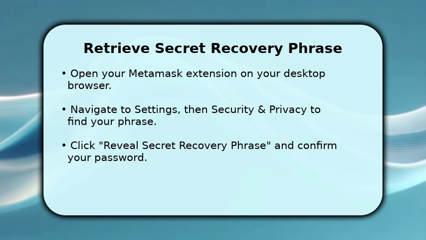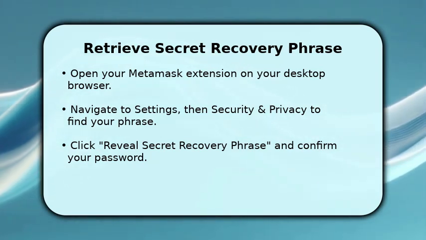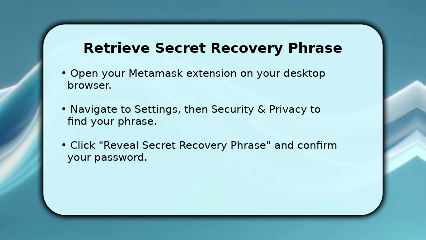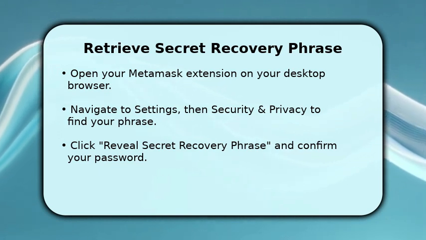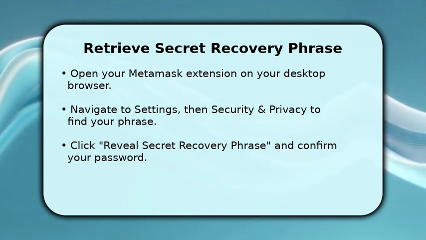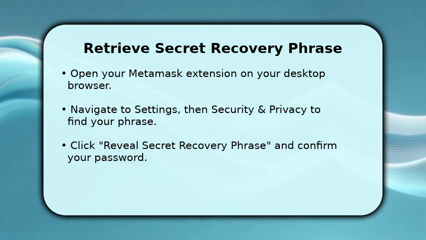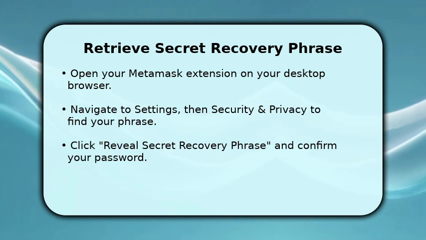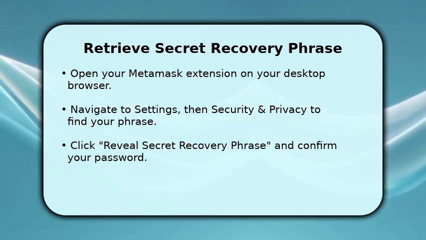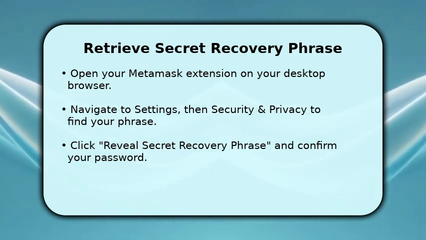The first crucial step is to retrieve your secret recovery phrase from your existing MetaMask wallet, likely your desktop extension. Open MetaMask in your browser, then click on the account icon in the top right corner. From the drop-down menu, select Settings, then Security and Privacy. Here, you'll find the option to reveal secret recovery phrase. After entering your password, your 12-word phrase will be displayed. Write it down precisely, paying close attention to the order of each word.